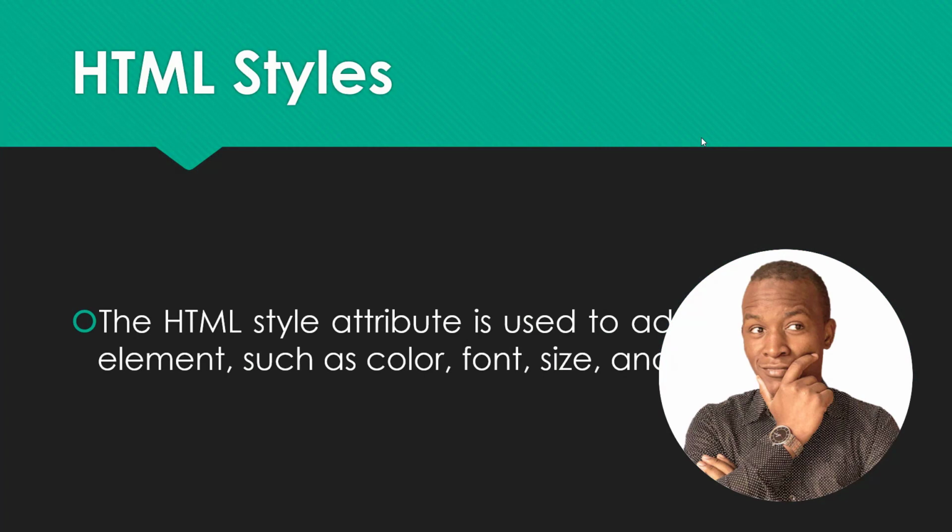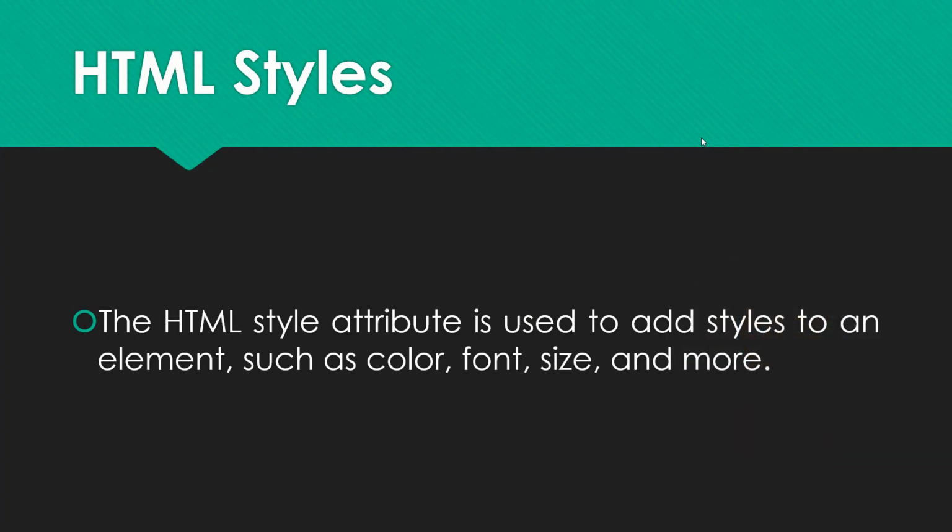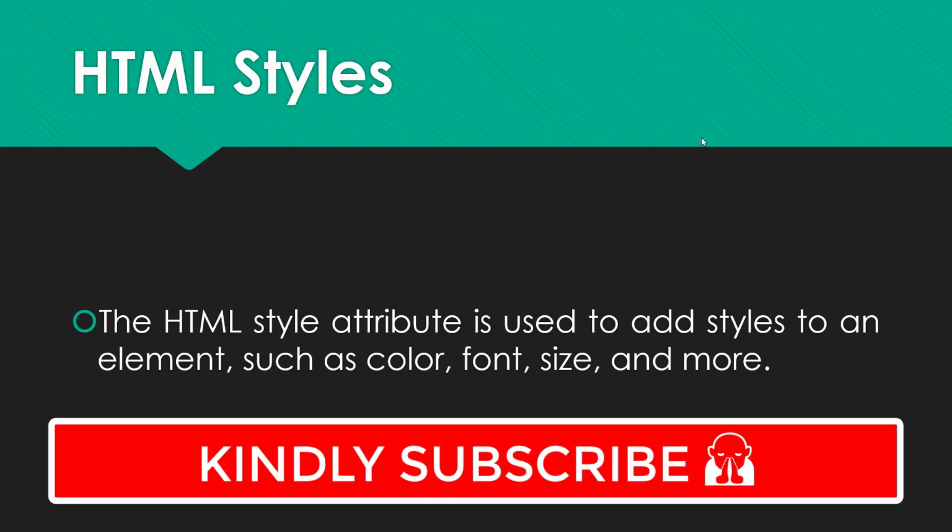So, what is meant by HTML style? The HTML style attribute is used to add style to an element, such as color, font, size, etc. So if you want to change the color of a certain HTML element, you have to use style. If you want to add the size, the appearance, or the display of a certain element, if you want to modify it, you have to use the HTML style attribute.